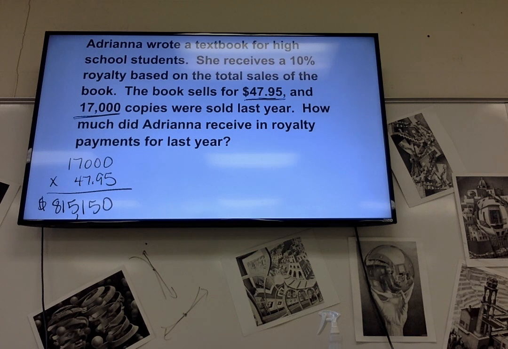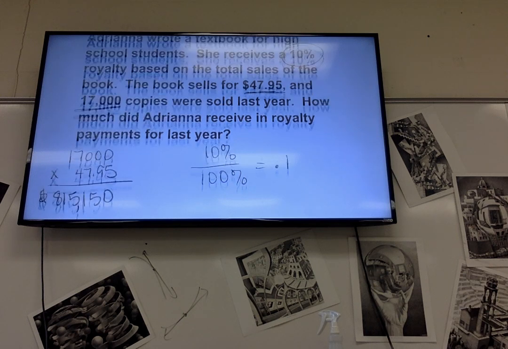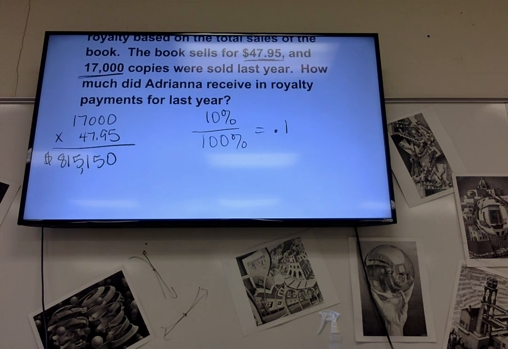Now she earns 10% royalty. So how do I change 10% into a decimal? We'll go right to the left. Yes, which is the same thing as dividing by 100. So it's 0.1. And then how do I figure out what 10% of this amount is?